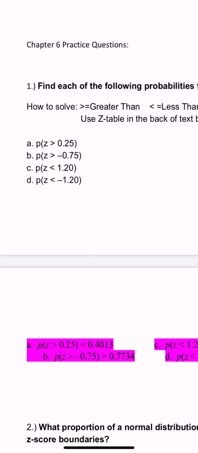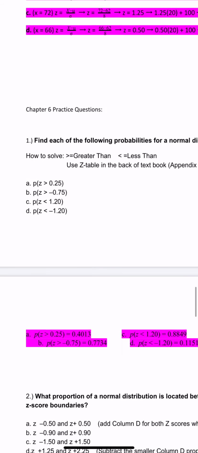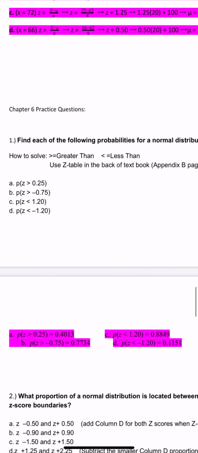So C, the probability of Z being less than 1.20. Well, 1.20 falls on the right, and we want to know everything, the probability of what's less than that. So we will look in the body. And D, what is less than negative 1.20? Well, negative 1.20 falls to the left of the distribution. So we will look at the tail to see everything under that, because to the right is a bigger portion of the distribution. So we are looking at the tail. And these are all the answers when you look at them in the z-score table.